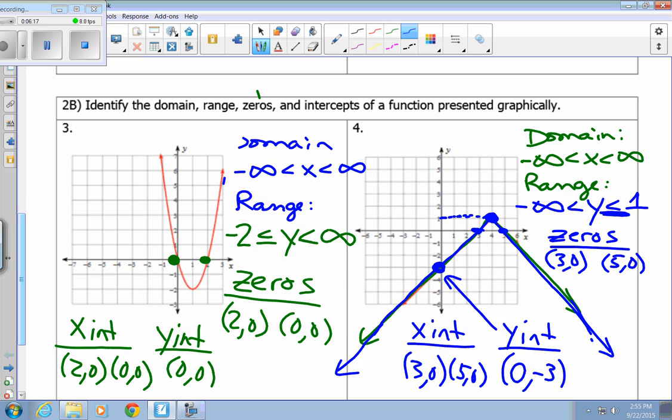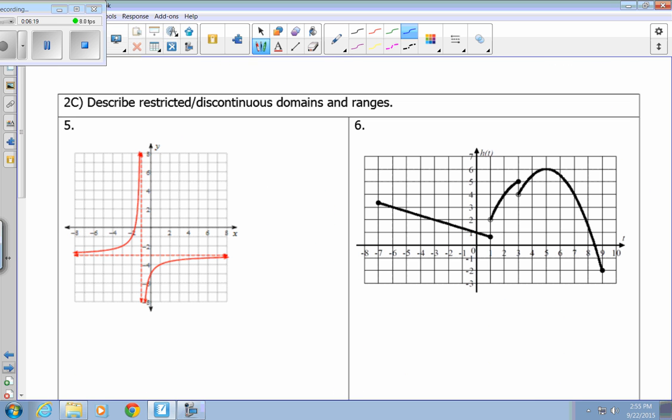On to the back. Describe the restricted and discontinuous domains and ranges. For these, I would look at the asymptotes first. What is the equation of this asymptote? It looks like it's at x equals negative 1. What is the equation of the other asymptote, the horizontal asymptote? You're saying y equals negative 3, where it crosses the y-axis. These asymptotes are going to help us name the domain and range.